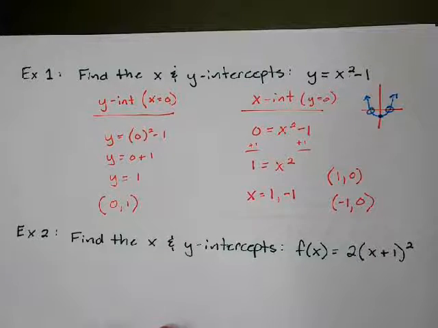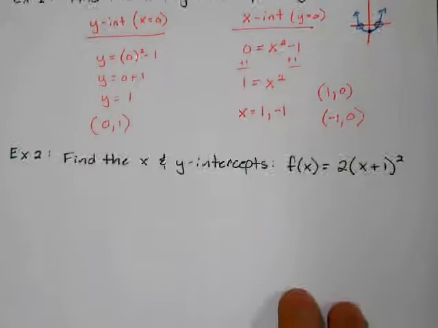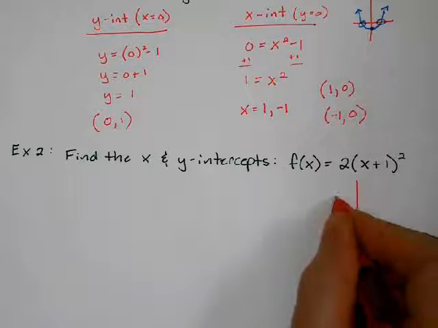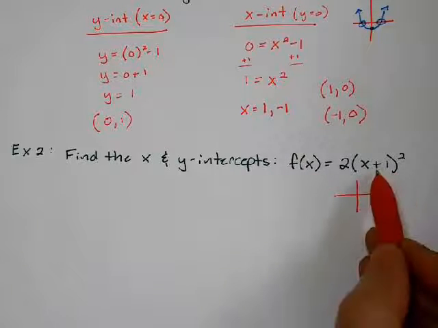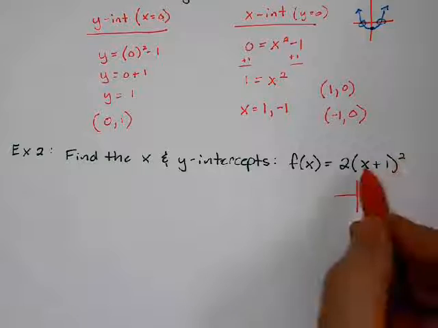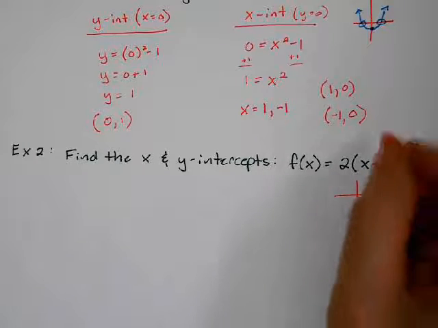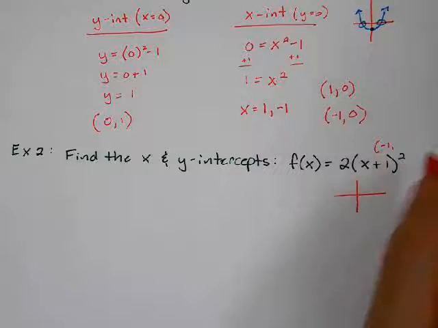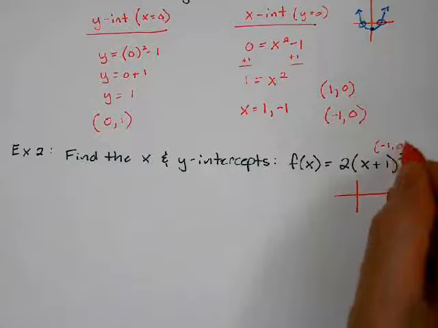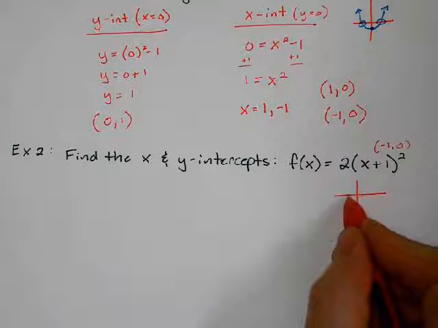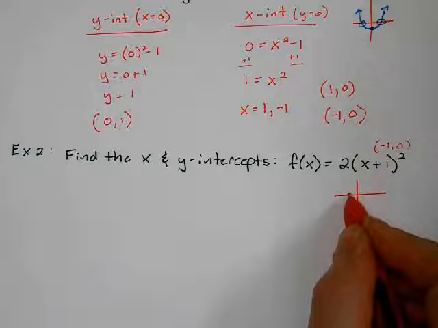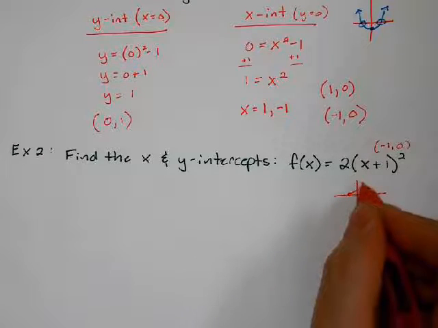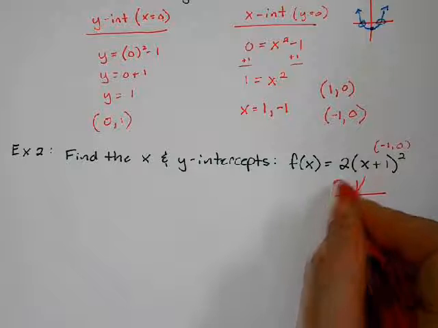Okay, next one. A little bit different, but let's predict what's going to happen first. Where's our vertex on this one? Well, this is vertex form, so our h value is negative 1. Our k value over here is 0. There's nothing there. So negative 1, 0 is right here. This has a positive a value, so it's going to look like this. This problem is only going to have one x-intercept.